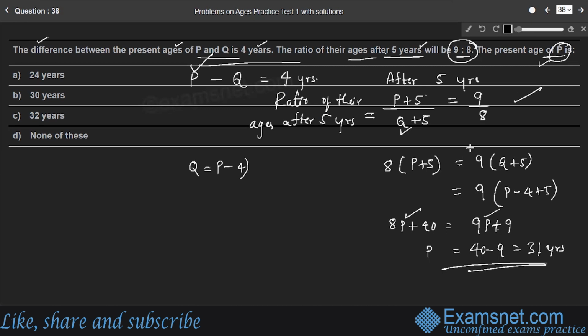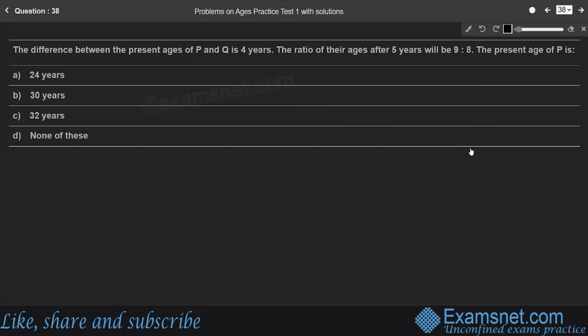So among the 4 options, none of these is the answer, right? The options are 24, 30 and 32 years. Here P is 31 years old. Therefore, option D is the answer, none of these, right? So this is one method. Another method, we'll consider another method.